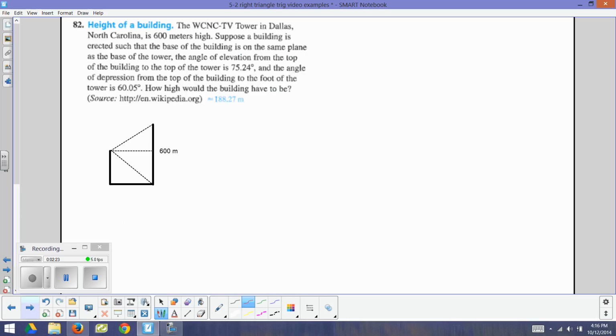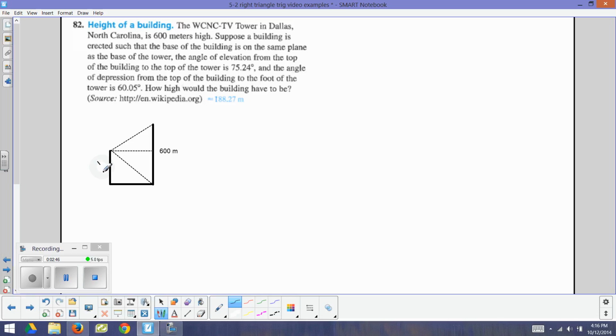Next one. There's a tower in Dallas, North Carolina that's 600 meters high. Suppose a building is erected such that the base of the building is on the same plane as the base of the tower. The angle of elevation from the top of the building to the top of the tower is 75.24, and the angle of depression from the top of the building to the foot of the tower is 60.05. How high would the building have to be?